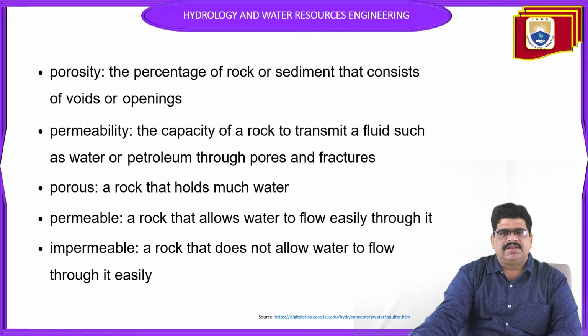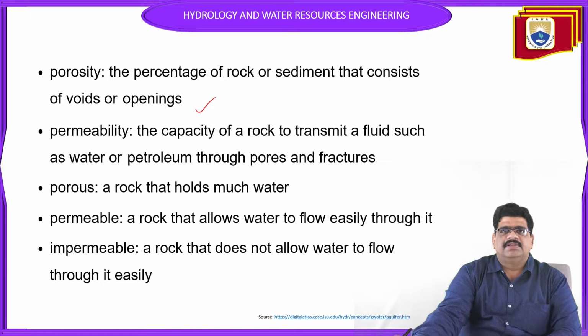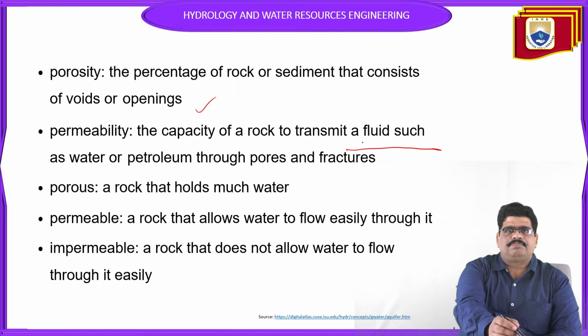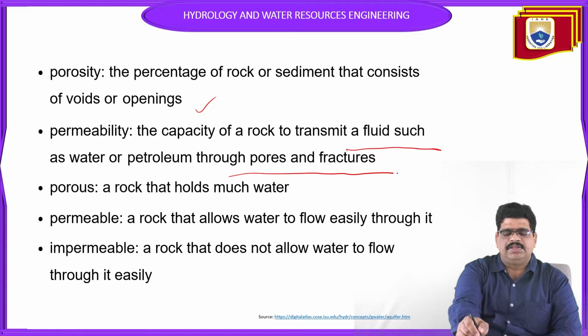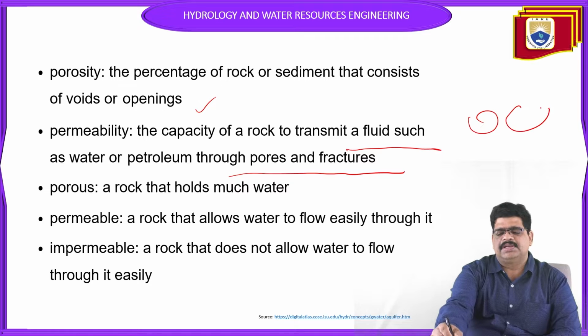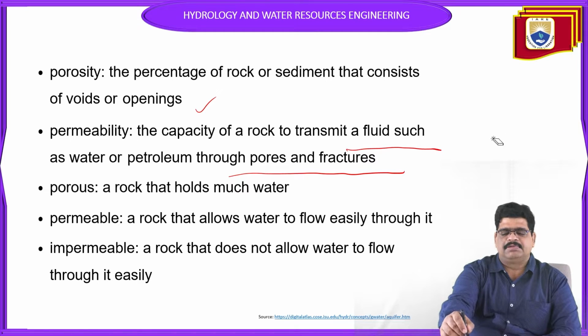Next, some definitions to remember for understanding. Porosity is the percentage of the rock or sediment that consists of void openings. Permeability, we know very well, is the capacity of the rock to transmit water or petroleum through the pores or fractures. That is called permeability, which allows water to flow through porous material, the rocks, and the water flowing underground.